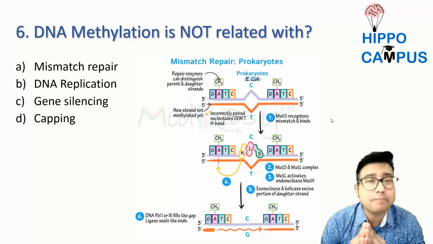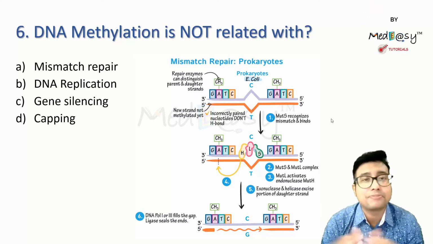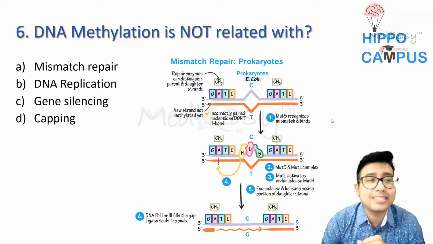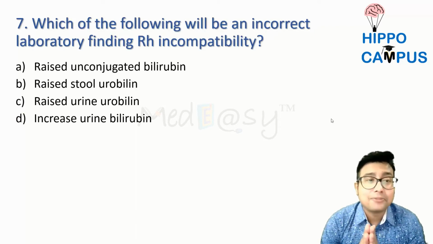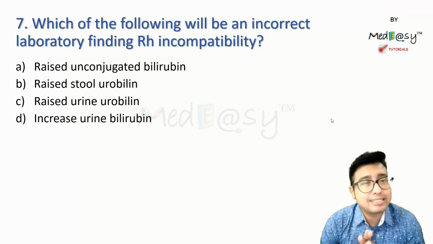So 5' capping and poly A tailing are post-transcriptional modifications of RNA, in which there is no DNA methylation. So the answer to this is 6D. Now the next one is an applied question, but it's easy.